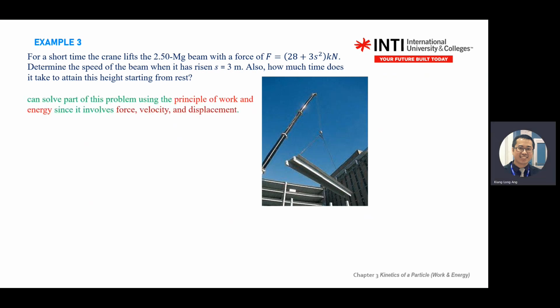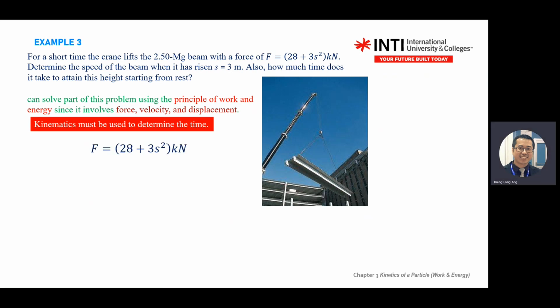Of course, this example 3 is a chapter 3 question. We will use the principle of work and energy. You can solve using F equal to ma also, but in this case we try to use the principle of work and energy because we want to find the speed. The main benefit again is that it helps you solve velocity problems.